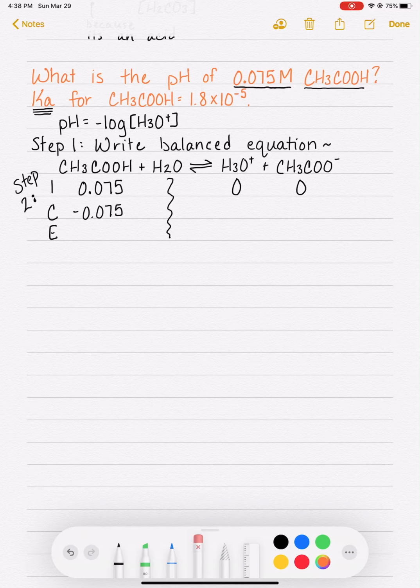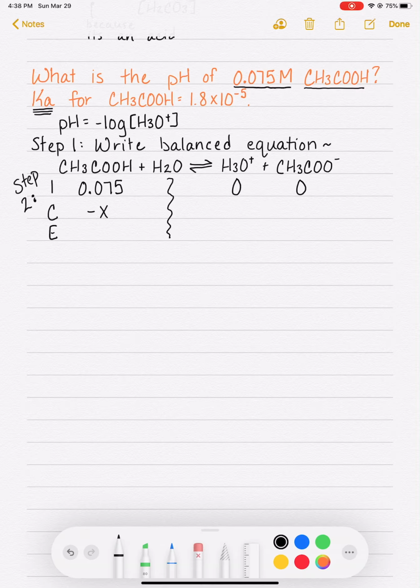But this is a weak acid, so it's not going to react completely. We don't know how much of it is going to react. We know some of it will react. We know it's going to be less than 0.075 because it won't all react, but it's somewhere between 0 and 0.075, and we have no idea what it is. It's an unknown, so we're going to call it X because we don't know what it is.